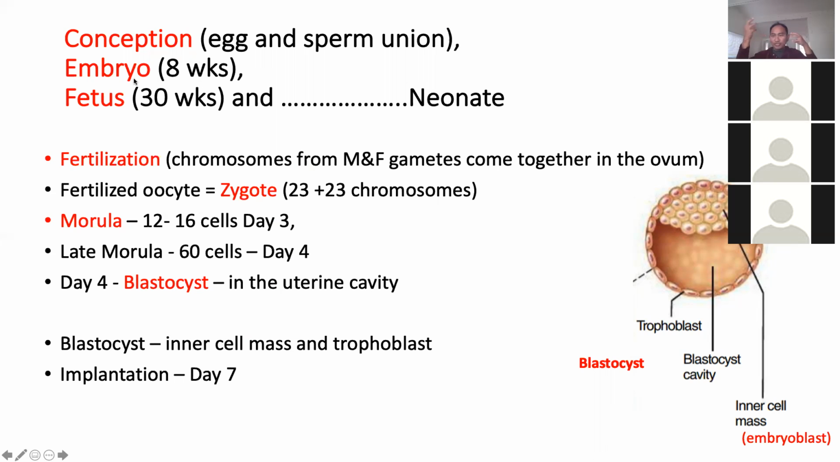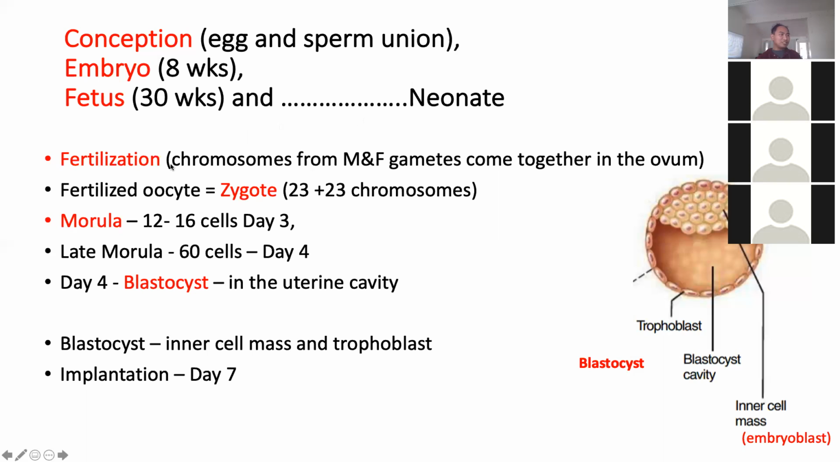So the usual normal pregnancy is, let's say, 38 weeks. For the first 8 weeks, this little conceptus is called an embryo. And after 8 weeks, we call that a fetus. So just a little terminology, which we will repeat when we talk about the reproductive system. Embryo, first 8 weeks. After 8 weeks, it is called a fetus until 38 weeks. And once it is born, it is called a neonate, newborn.